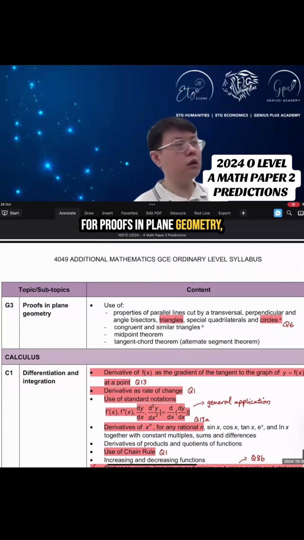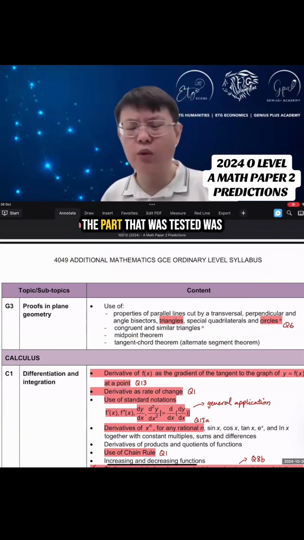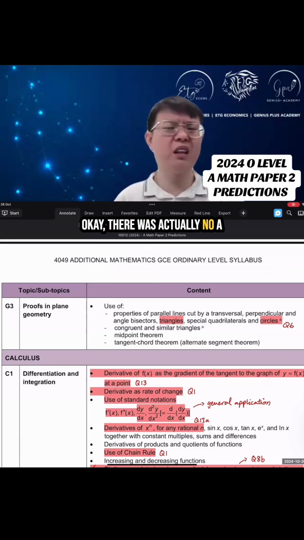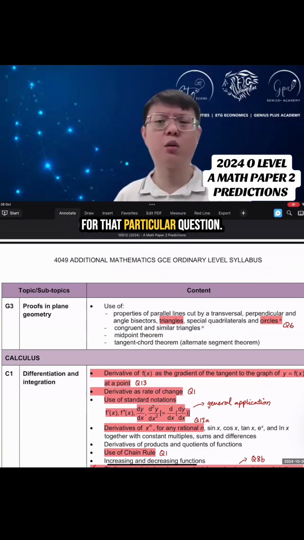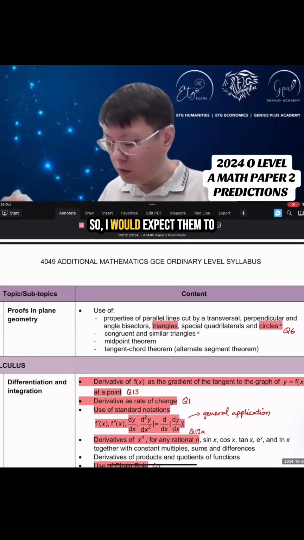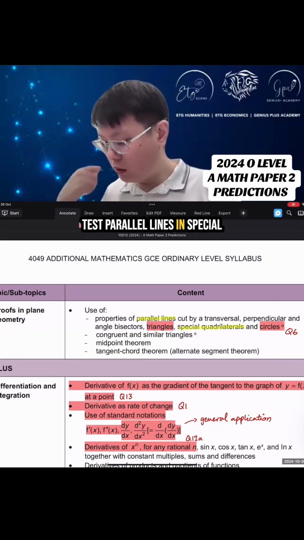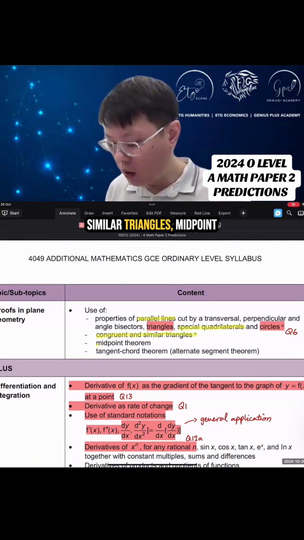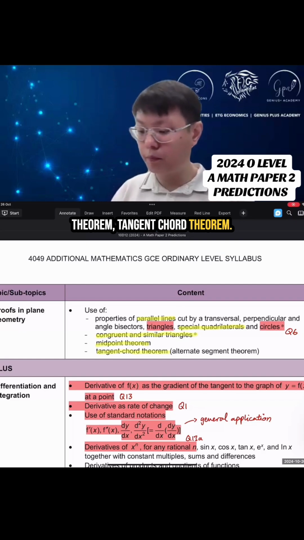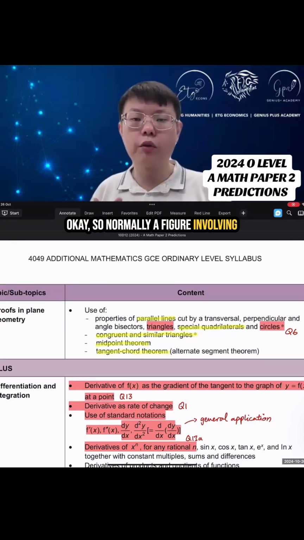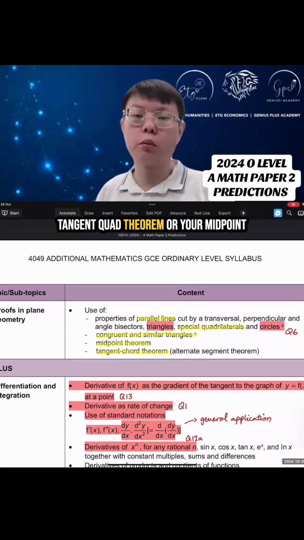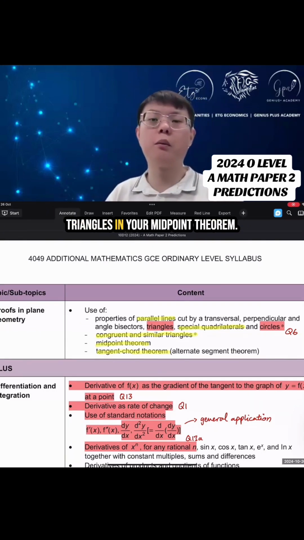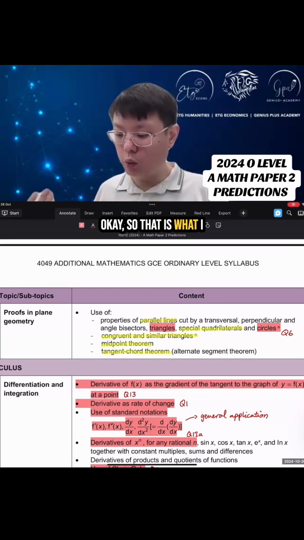For proofs in plane geometry, even though it has been tested, the part that was tested was interestingly more EMath than AMath. There was actually no AMath application really required for that particular question. So I would expect them to test parallel lines in special quadrilaterals, congruent or similar triangles, midpoint theorem, tangent chord theorem. Normally a figure involving circles such that you can apply your tangent chord theorem or your midpoint theorem, or figures involving triangles such that you can employ similar triangles and your midpoint theorem. That is what I would expect them to test.